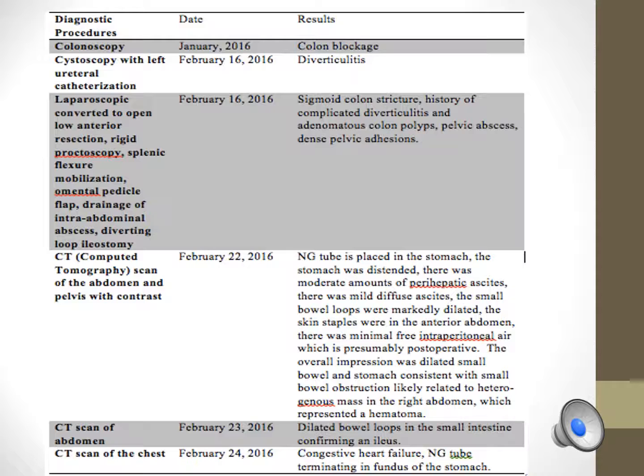On February 23rd of 2016, another CT scan of the abdomen was completed, and this confirmed the post-operative ileus. Finally, on February 24th of this year, a CT scan of the chest was completed, which confirmed congestive heart failure. Those are all of the diagnostic procedures that were taken of our patient MH during her hospital stay.